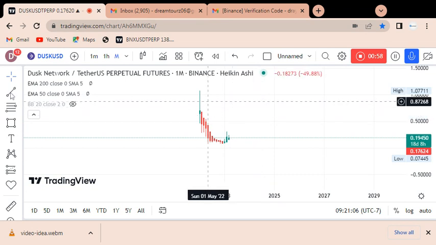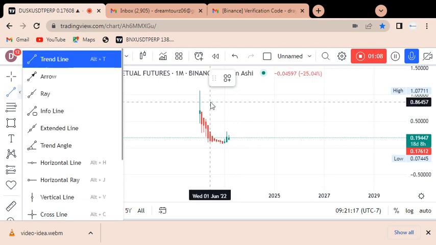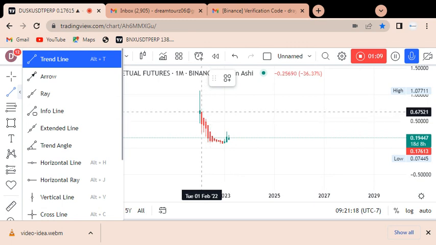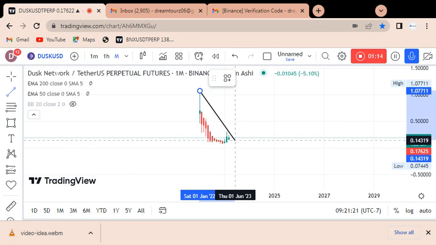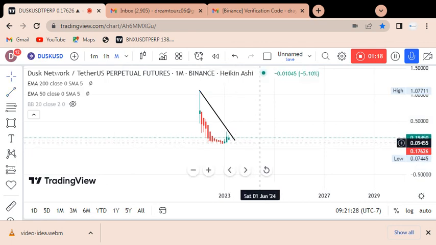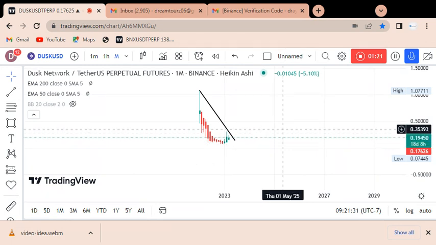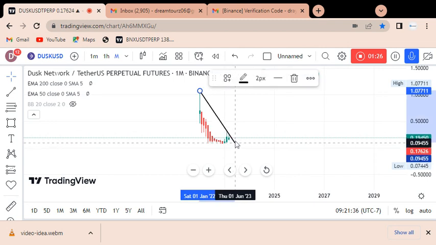Now I want to draw a trend line to find out the overall direction of the market. This is how to draw a trend line. The market is in a downtrend. You can see, right? It's in a pure downtrend. It's clear.